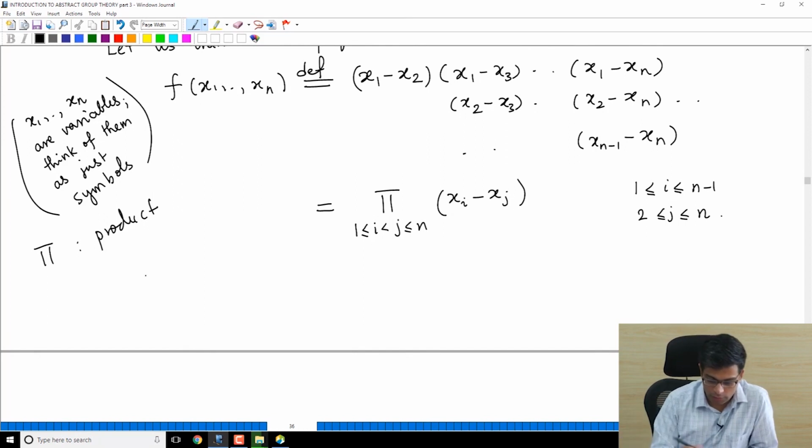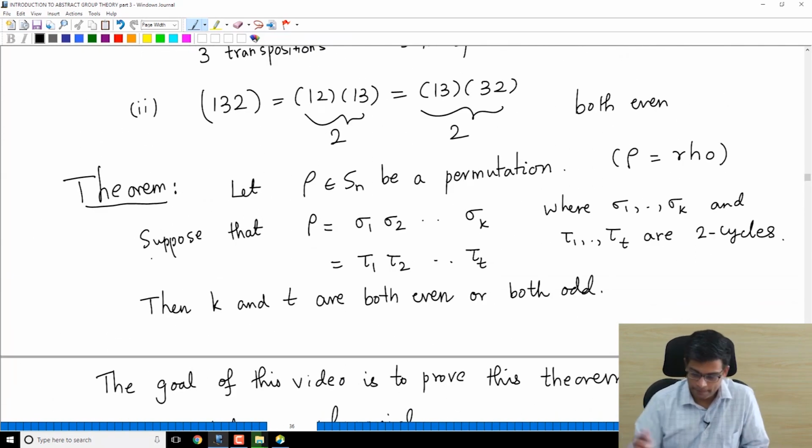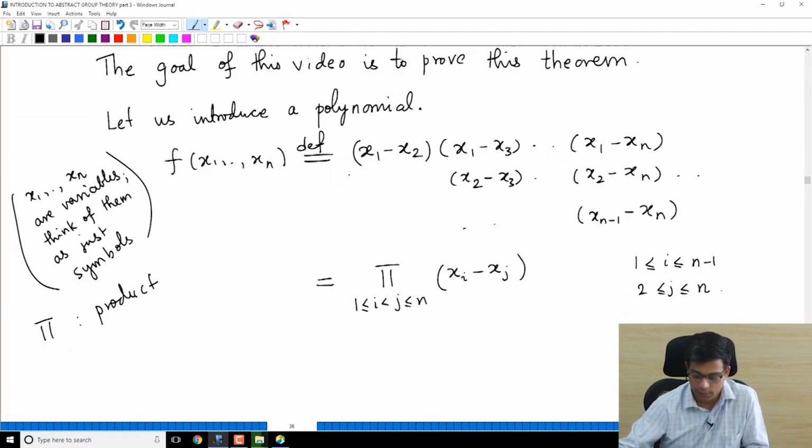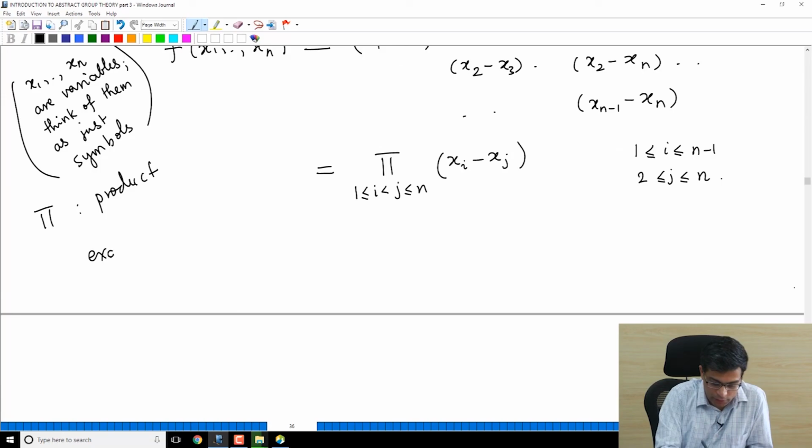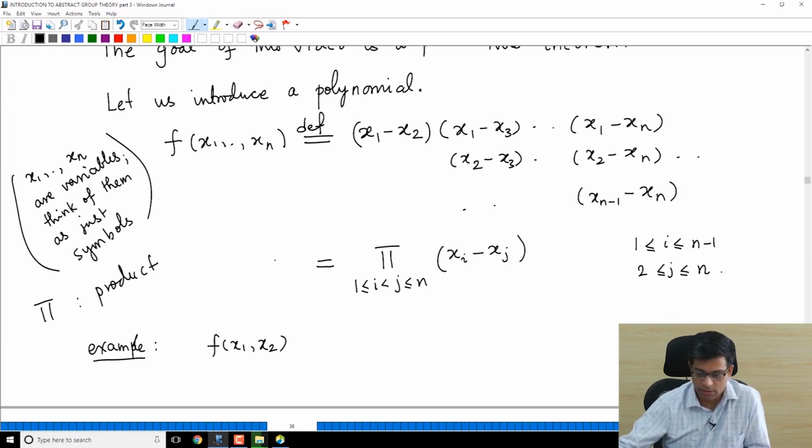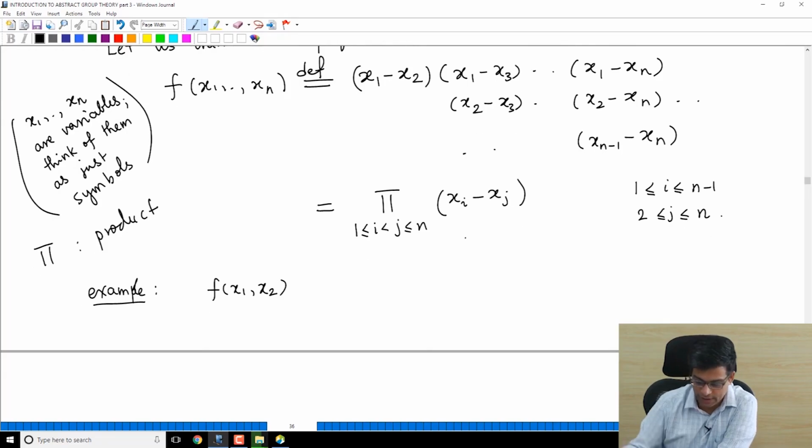Remember, n is fixed in the theorem. We are working with the symmetric group on n letters. n is any positive integer. We don't want to work with a specific one. The theorem works with any positive integer. But as an example, say f of x1 is just that doesn't exist. You don't have two indices like that if you have n equal to 1. So f of x1, x2 would be simply x1 minus x2. There is just one pair of indices, 1 and 2.